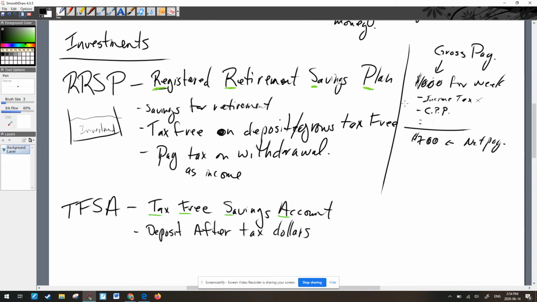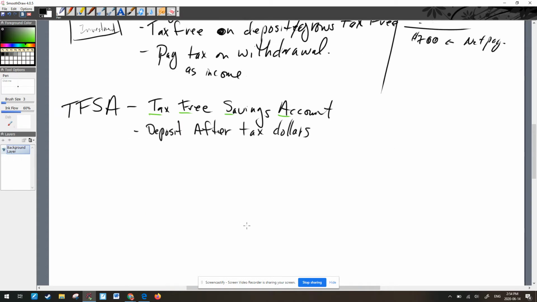So up here, in theory that $1,000 could have gone directly into your RRSP and grown and grown and grown and all good, and then you pay tax on the way out. In this one, you put the $700 in because you have to have paid taxes on the stuff before you put it into your tax-free savings account. And you're like, well, how's that tax-free? Well, the way it's tax-free is you deposit after tax dollars, it grows tax-free, and you get a tax-free withdrawal.